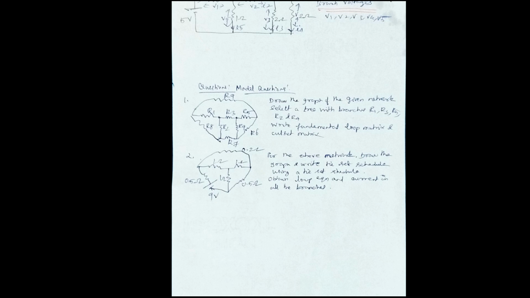We find 5 plus I1 minus I2 is equal to 0, I2 plus 2I3 plus 5 equal to 0, minus 2I3 plus 2I4 equal to 0. Solve the equations to find branch voltages and loop currents. V are branch voltages, I are loop currents, small I are branch currents.